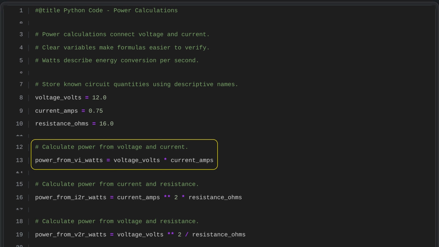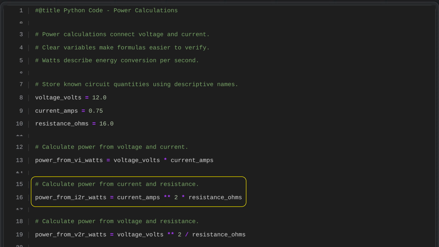Power is found by multiplying voltage in volts by current in amps, giving a result in watts. This tells how quickly energy is being used or produced in a circuit. This calculation finds power from current and resistance. It squares the current in amps, then multiplies by the resistance in ohms, giving the power in watts.